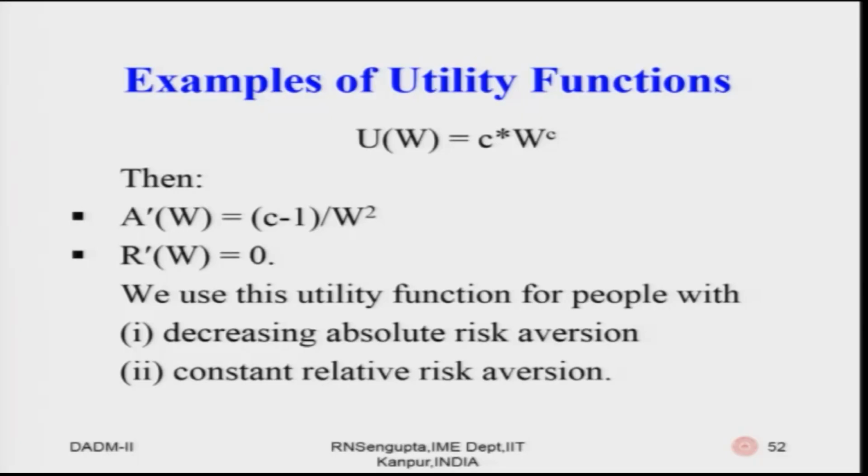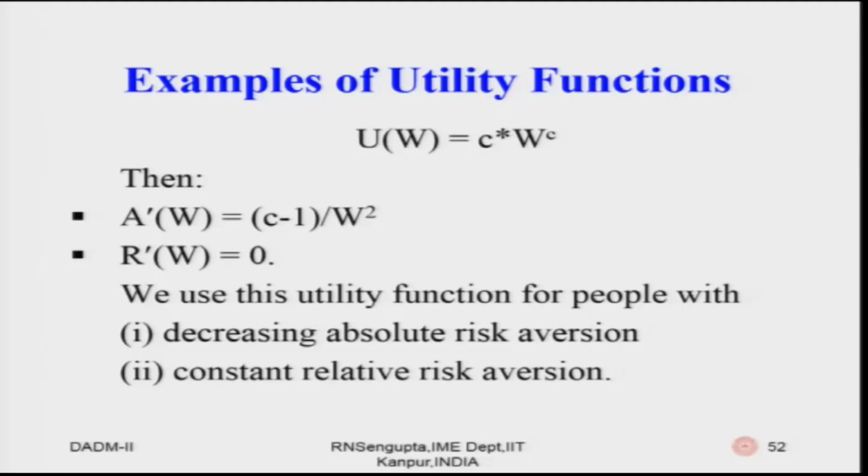The C values can be taken as positive or negative depending on the problem. I am not going into the nitty-gritty of that, I am just giving you a feel of how you can find out the characteristics of the utility function. You first find u prime, then u double prime, put them in the equation, and then, obviously with the minus sign, minus of u double prime by u prime will give you the A value.